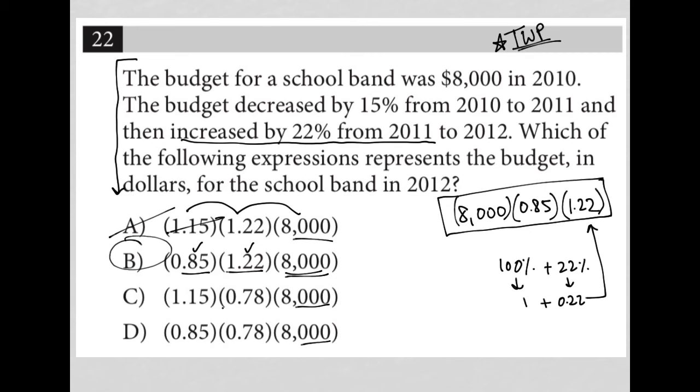Choices C and D have this 0.78, which I do not have. 0.78, by the way, would represent a 22% decrease, right? That would be 100% minus 22% will give us 78%, which of course as a decimal is 0.78.